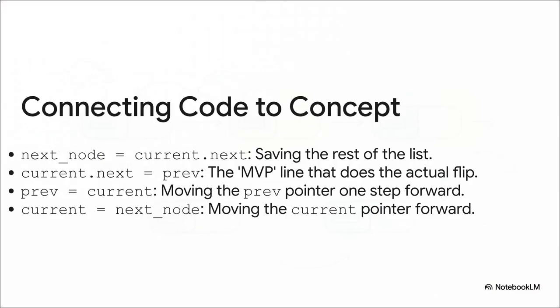Let's really connect the dots here, line by line. Next node equals current.next. That's us setting our bookmark. Then, current.next equals prev. This is the money shot. This is the line that actually reverses the pointer. And the last two lines? That's just us scooting prev and current forward to get ready for the next round. It is the exact same four-step dance we just saw.